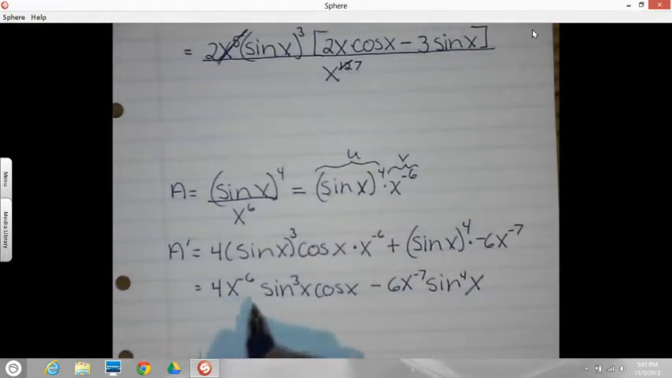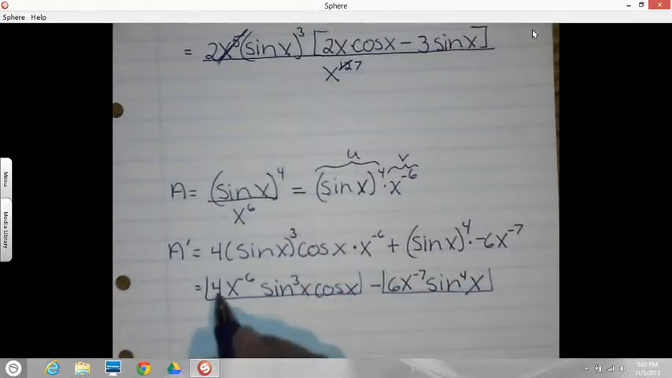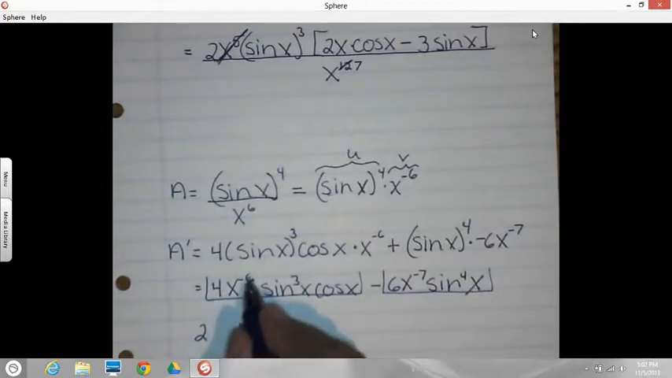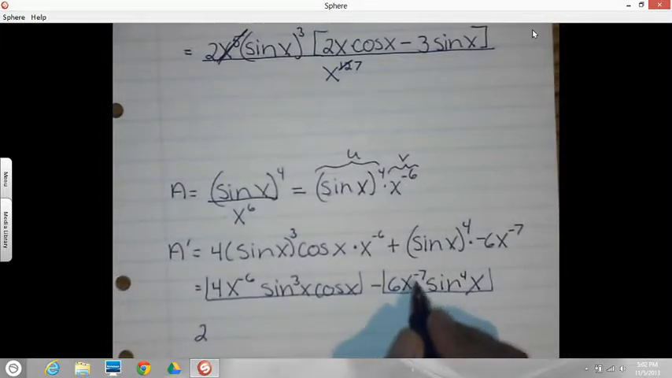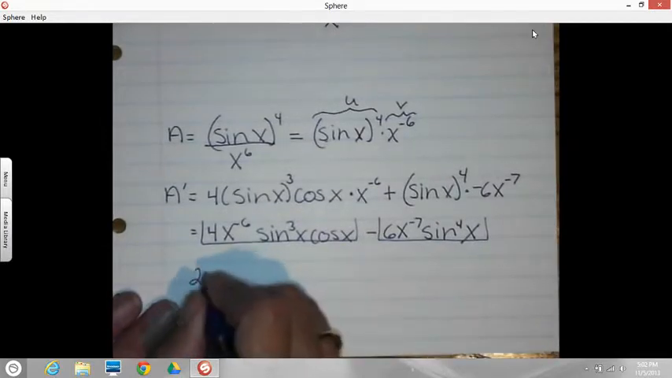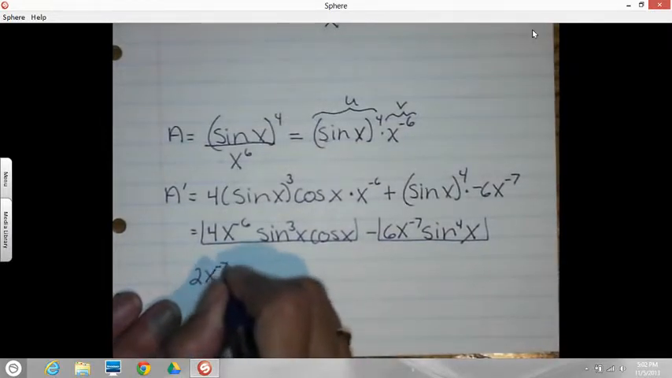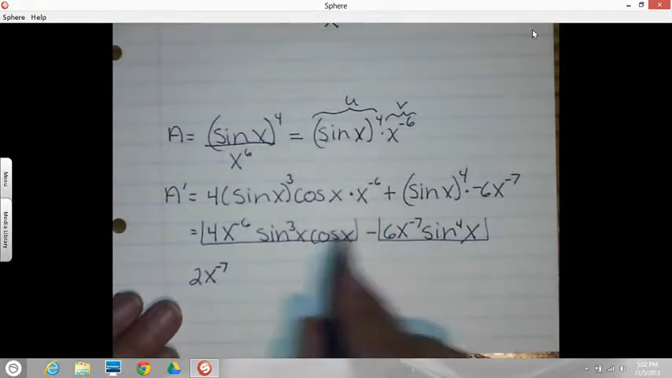I'm going to factor out the two baskets again. I've got a 4 and a 6. I'm going to take out the 2. I've got x to the negative 6 and x to the negative 7. The smallest one is x to the negative 7. Think about a number line, and the farther you are to the left, the smaller you are. So we're going to take out x to the negative 7. And then I can take out a sine cubed.